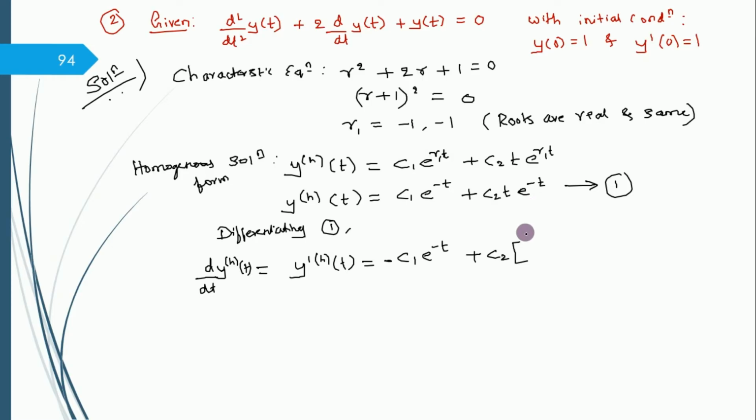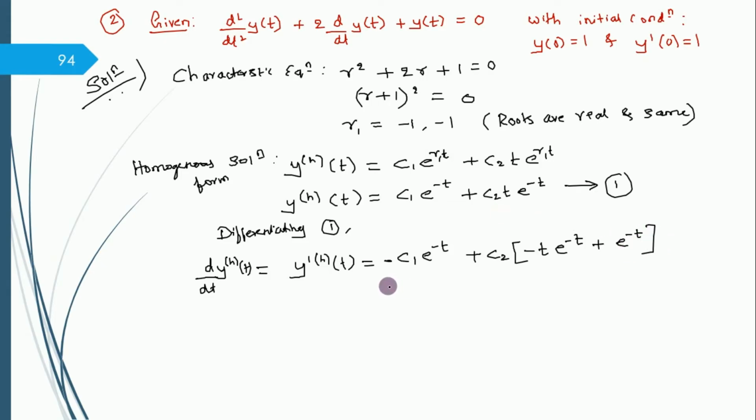First I take t outside. Differentiation of e raised to minus t will give me minus e raised to minus t. So hence I get minus t e raised to minus t, plus now I keep e raised to minus t outside. Differentiation of t is given by 1. So I write it as only this much.